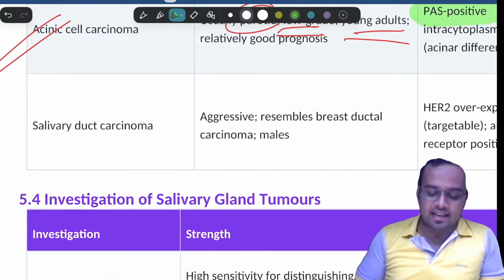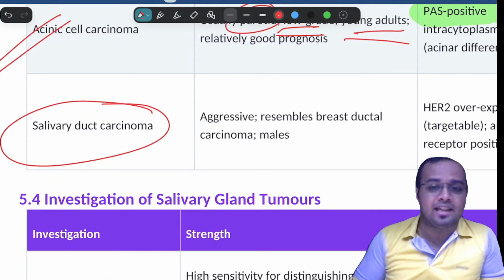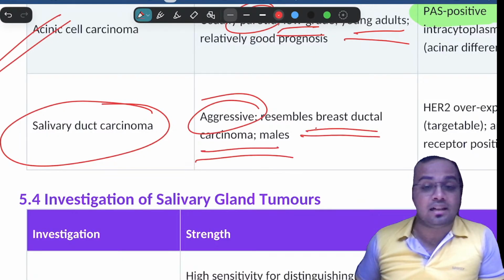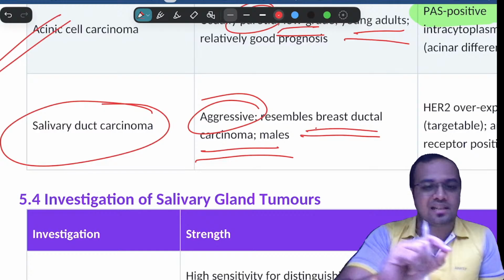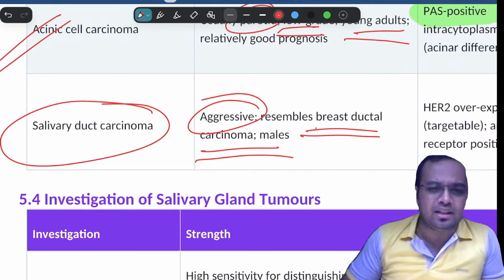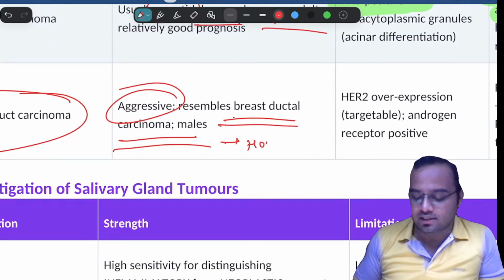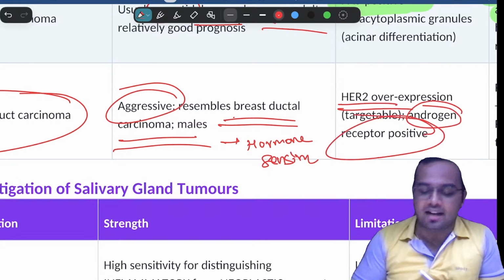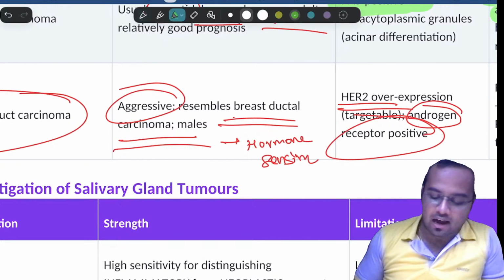Salivary duct cancer: we have talked about the gland so many times, so if there is cancer of its duct, it is very much aggressive and it resembles breast ductal carcinoma. So duct carcinoma is like breast duct carcinoma. Sir, why did you involve the breast here? Because it is going to be hormone sensitive. So HER2 expression can be there, and it might even be androgen positive. So here you can give hormonal therapy.